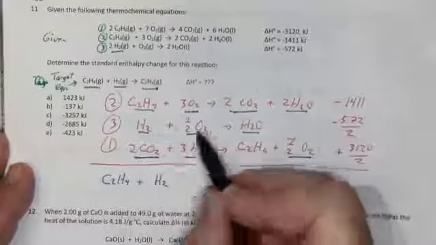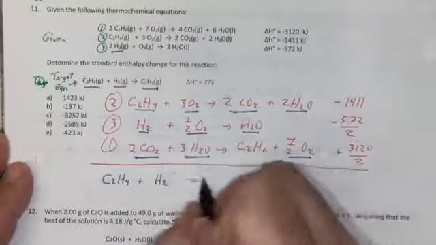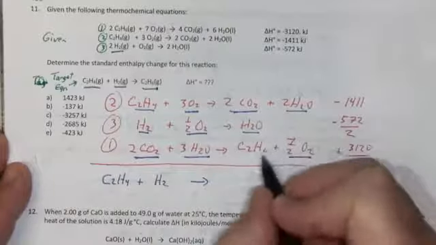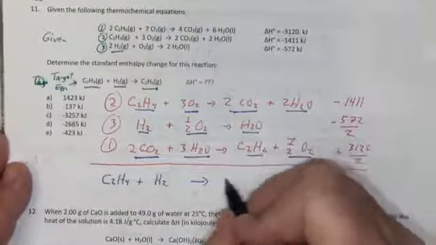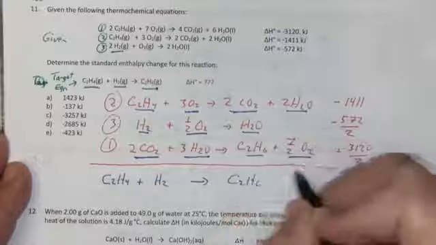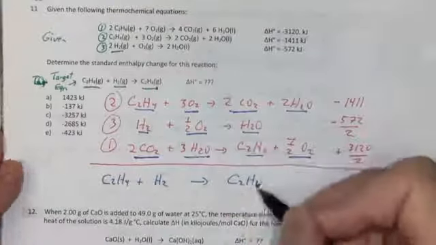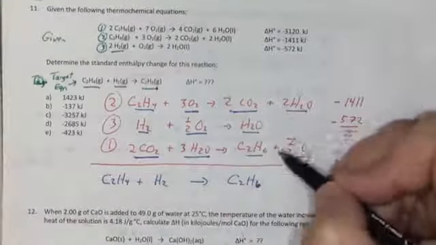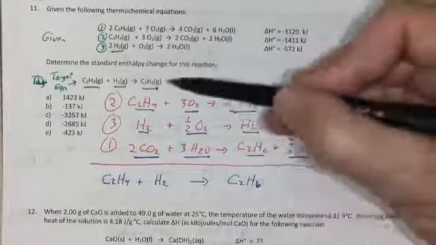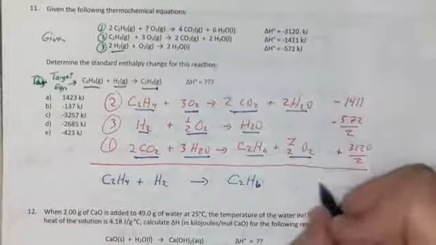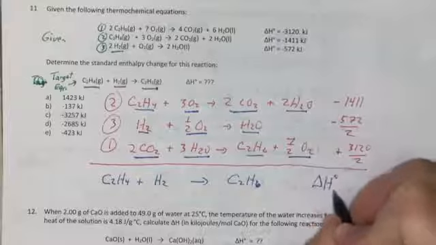Notice that everything on the reactant side is underlined. So we go to the product side, and that leaves the only thing I haven't underlined is C2H6. And so this is my target equation. The reason you do this is to make sure that when you add these equations together, you get your target equation, and I do. So what is the delta H for this reaction?